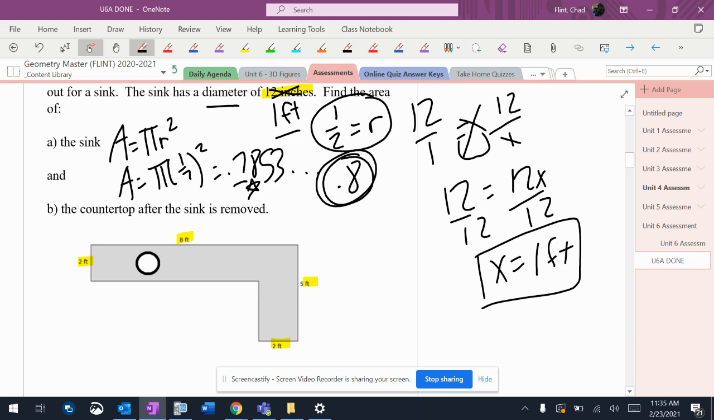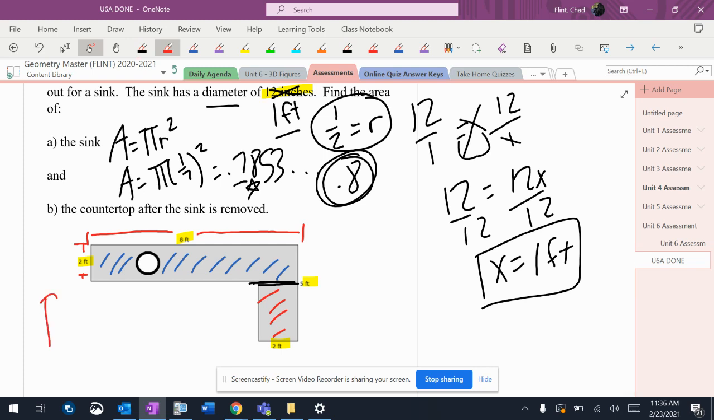Now it says find the area of the countertop after the sink is removed. Again, it's going to say to the nearest tenth. So I've got to think about this. I've got kind of an L-shaped countertop here, which is really 2 rectangles. I've got this top rectangle that I'll draw some blue lines in, then this bottom rectangle that I'll draw some red lines in. The top rectangle is very clearly 8 by 2. I'll call that rectangle 1, and the other one rectangle 2.